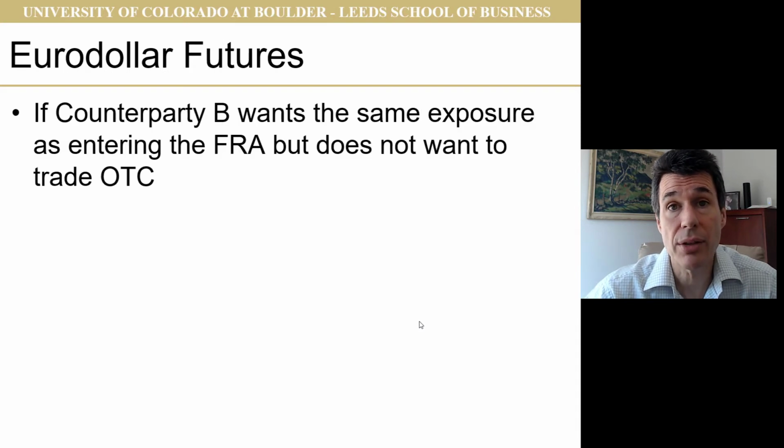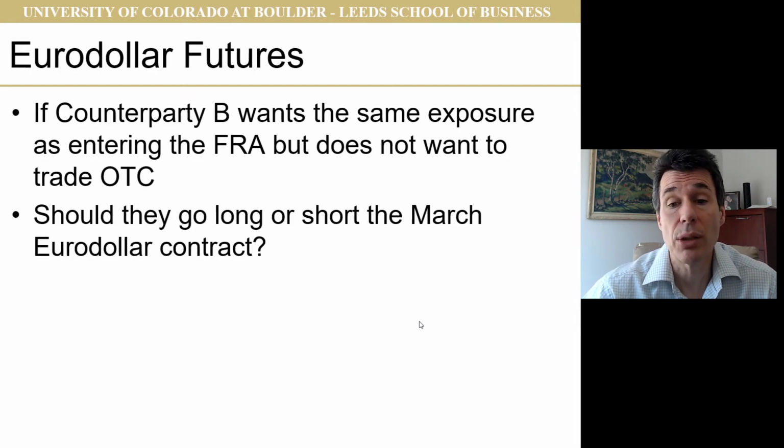Okay, the Eurodollar Futures contract is a way for counterparty B to get the same exposure as entering the FRA, but without trading over the counter. So basically, this is a way for counterparty B to get the same exposure as if they had locked in the rate without actually locking in the rate. And then they wait until the start date of the FRA that they would have entered, and they borrow money at a lower spread. Now, should they go long or short the March futures contract?